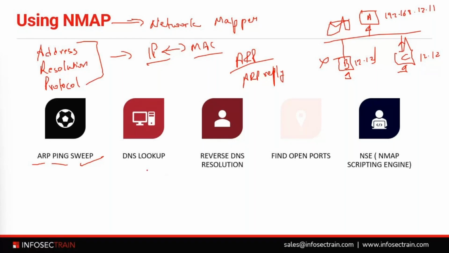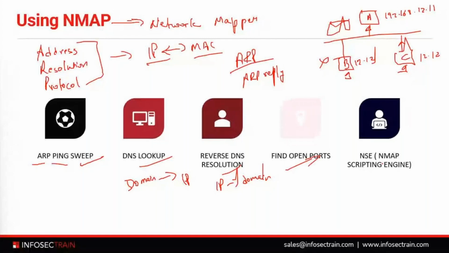Then it does DNS lookup and reverse DNS resolution. DNS lookup means that let's say you have given a domain name to the Nmap tool, and it will try to find out the IP address of it. Reverse means if you have given an IP address, then it will give the domain name of it. Right? Then the open ports.